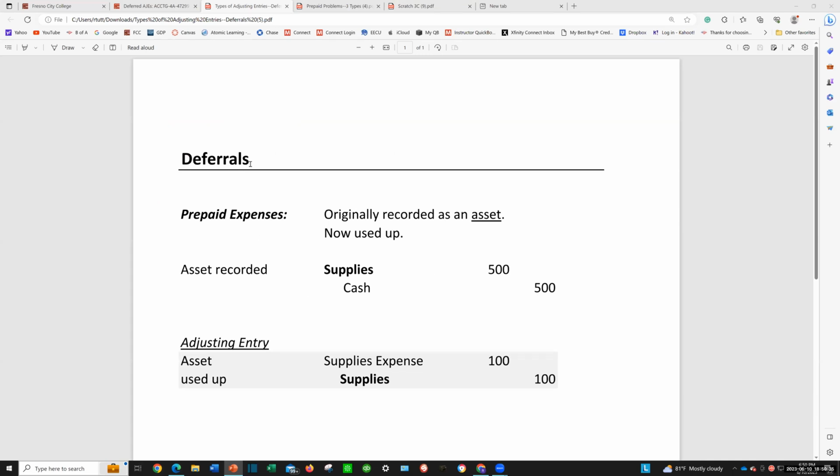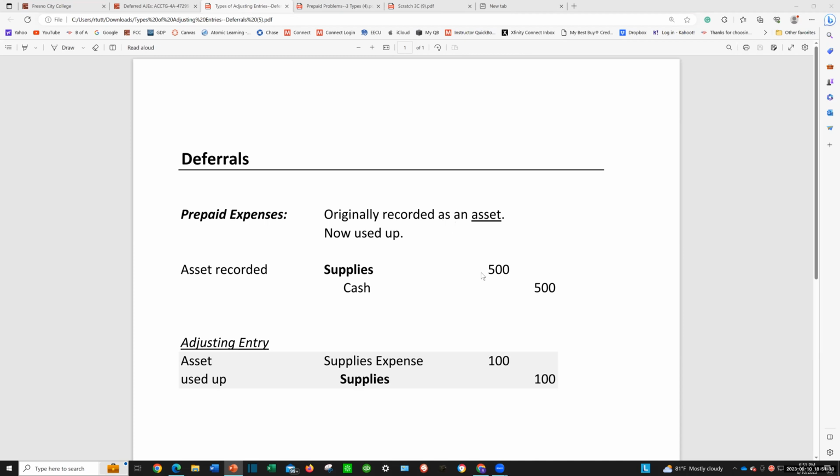You see the deferrals, prepaid expenses. This is where we originally record an asset, and then it's used up. So our supplies and the use of those supplies would be a prepaid expense type of AJE, right? When we originally buy our supplies, we debit the asset supplies, and we of course credit cash. Probably it could be accounts payable, but let's say it's cash. But there we go, we've got an asset.